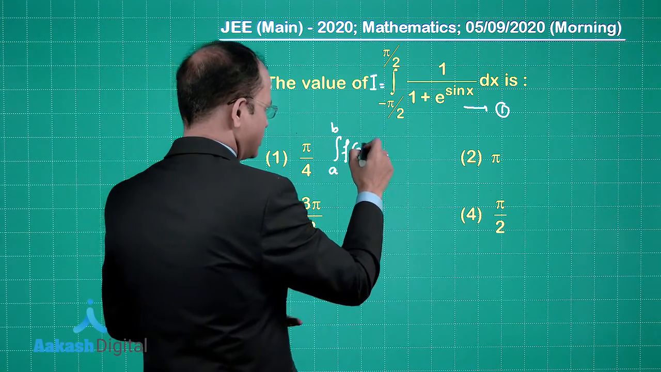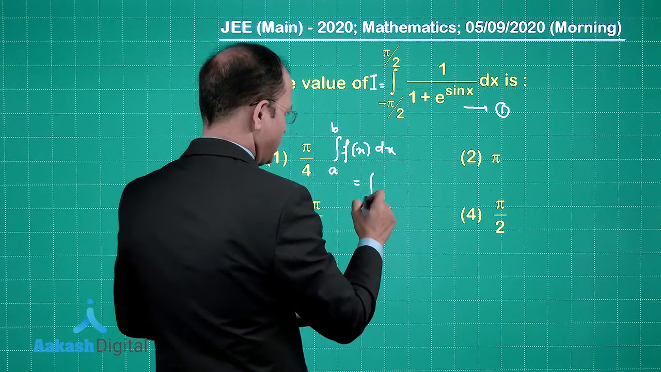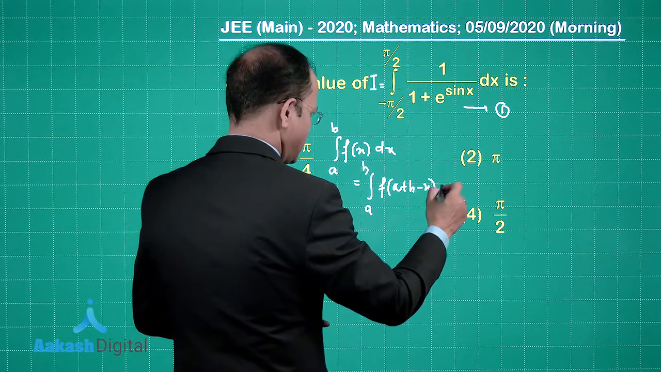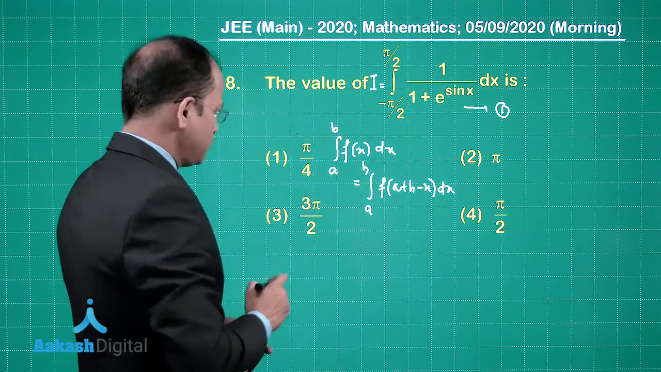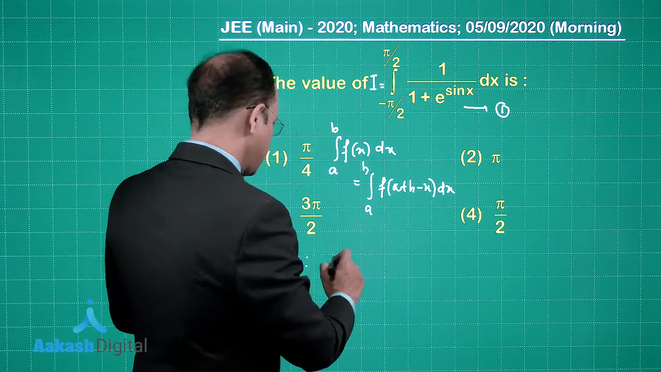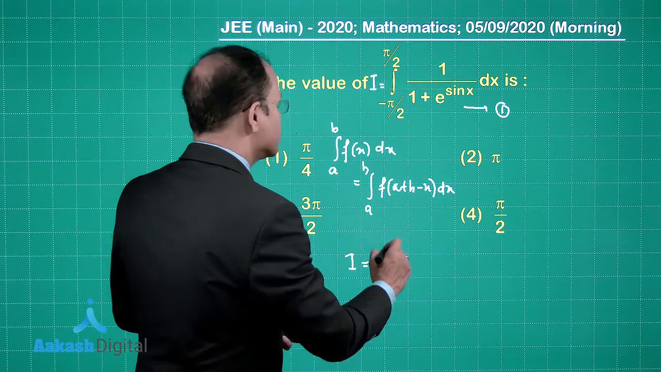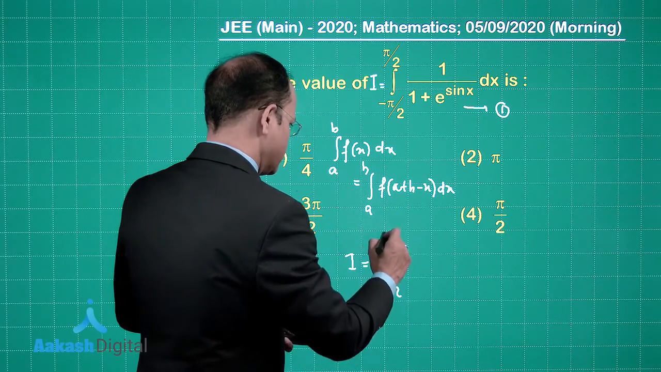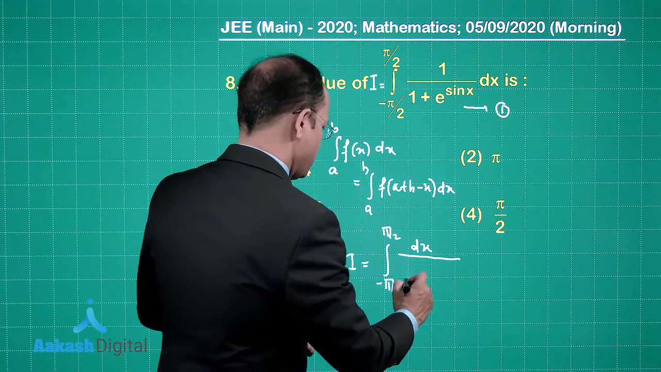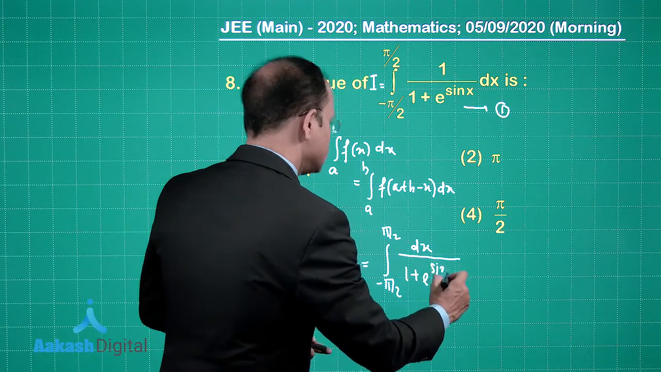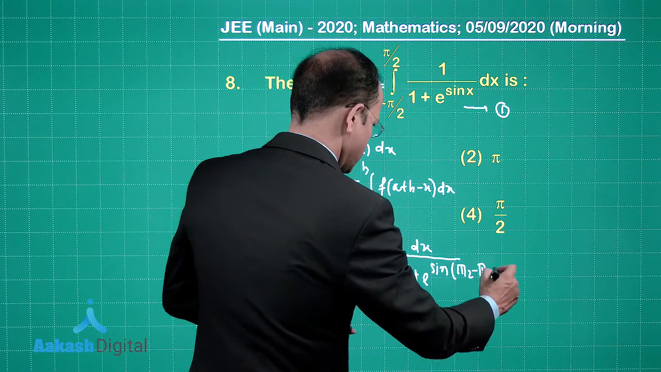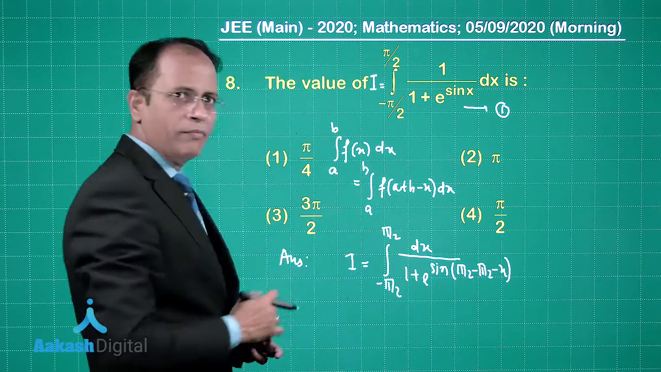So integral of f(x) dx from a to b is equal to the integral of f(a plus b minus x) dx from a to b. This is what we have. So if I use this property, this is equation number 1, so I can be written as the integral from minus pi by 2 to pi by 2 of dx upon 1 plus e raised to the power sin of, again, pi by 2 minus pi by 2, this is minus x we have. We have used this form.